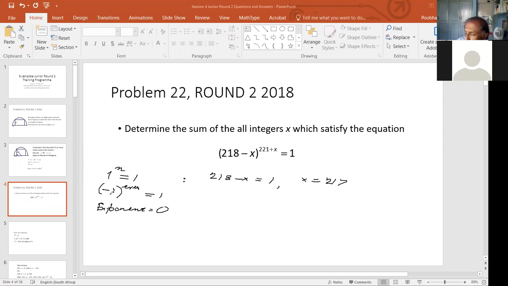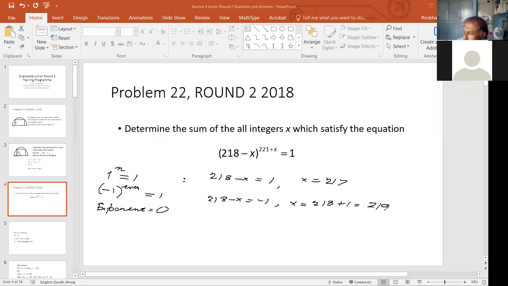Okay, the other case is where the base is negative 1. So you could have 218 minus x equals negative 1. And this time, when you solve for x, you bring x to this side, then the minus 1 becomes plus 1 when you take it to the other side.